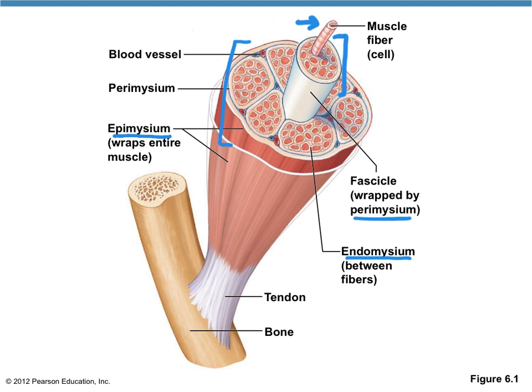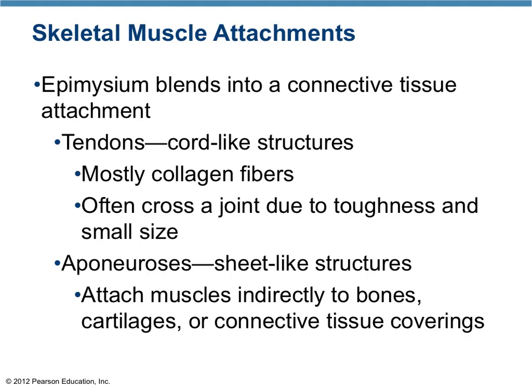And all of that connective tissue is what forms the tendon, and that is where a muscle attaches to bone. So the muscle cells stop before the end of the muscle, and just that connective tissue that runs the length of the muscle is what attaches that muscle to the bone. So as we just mentioned, the epimysium blends into a connective tissue attachment, so that's the tendon.